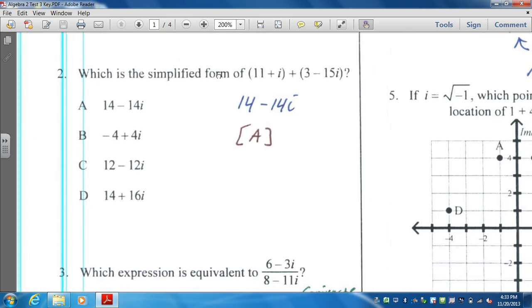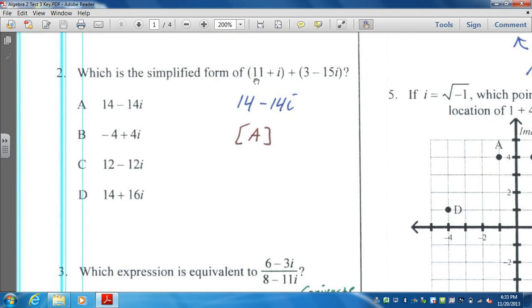For number 2, you just combine like terms because you're adding. So if you add up the real parts, 11 and 3, you get 14. If you combine the positive i and the negative 15i, you get negative 14i, which the answer choice is A.